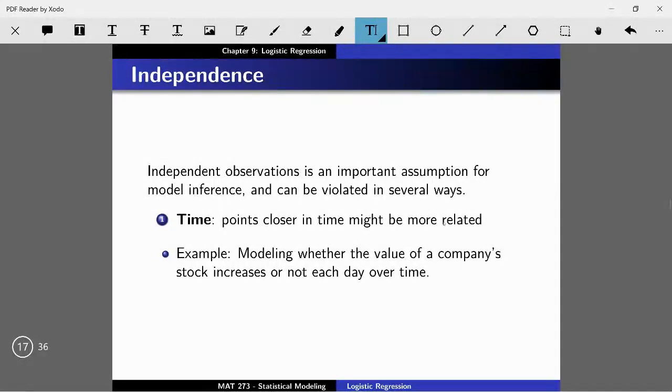Those days are not independent because days closer in time are going to be more related. So for example, maybe the economy was doing really well in April, then days in April are more likely to have increases in the stock's value. But if the economy is doing worse, say in February, again, it's more likely that those days which are closer together might have decreases in the stock's value. So those day-to-day observations are not independent because they are potentially more related the closer they are in time.